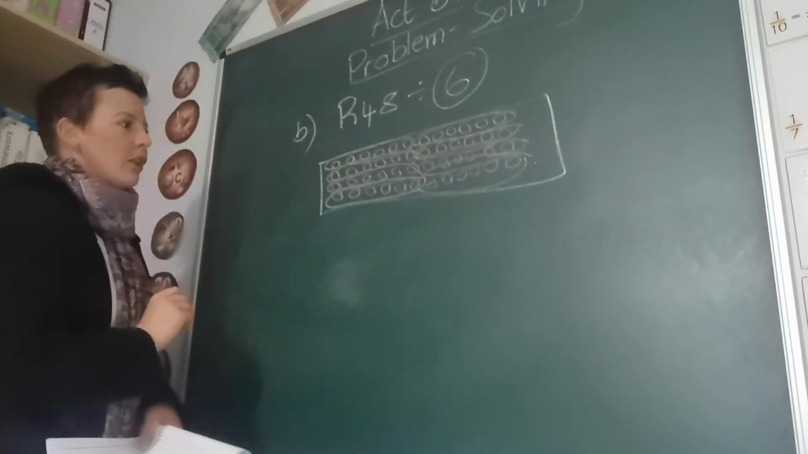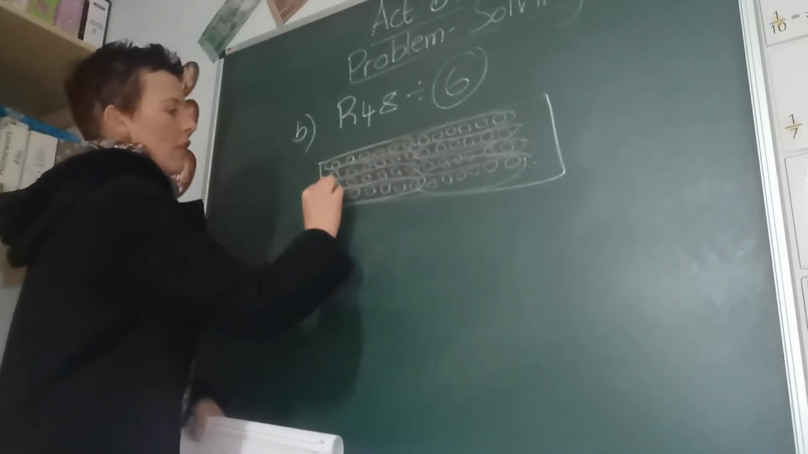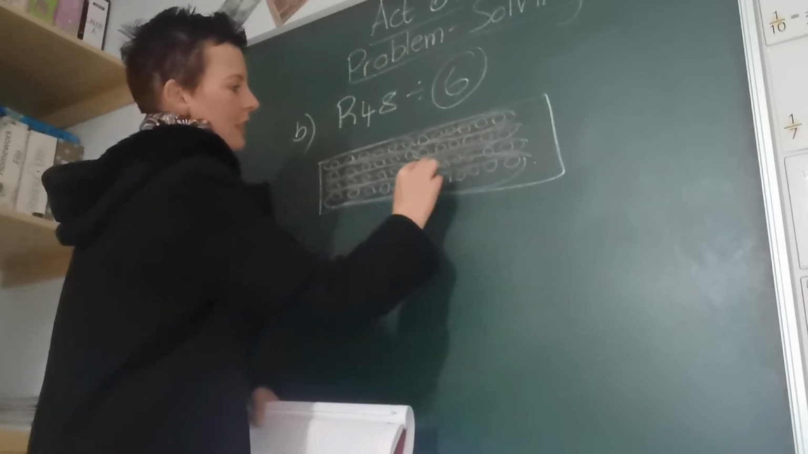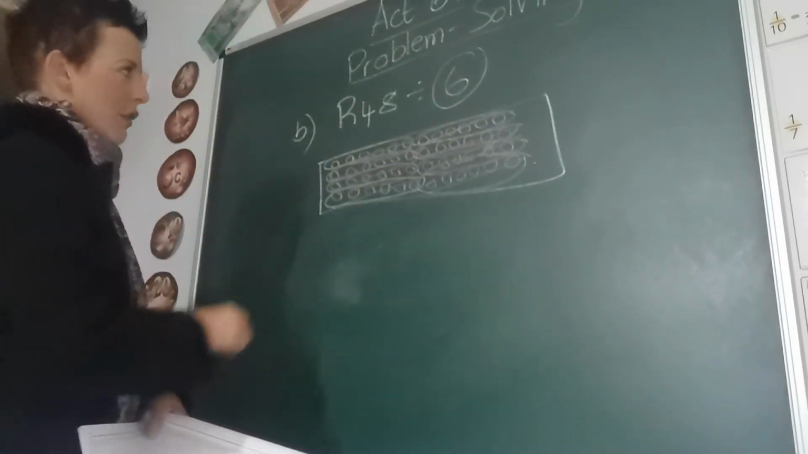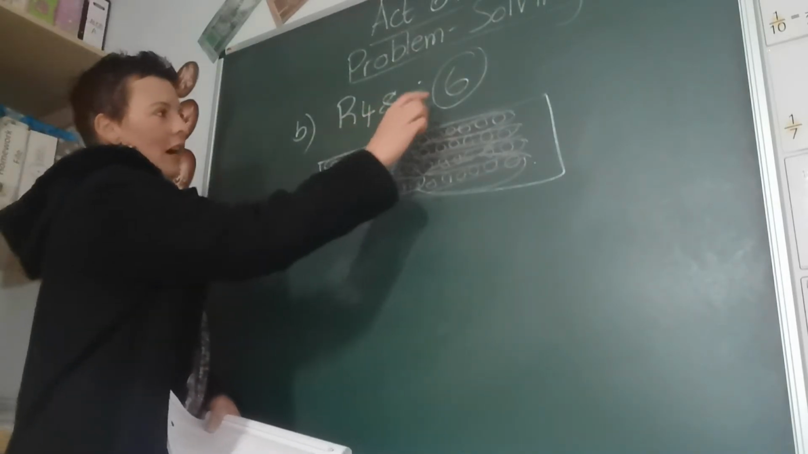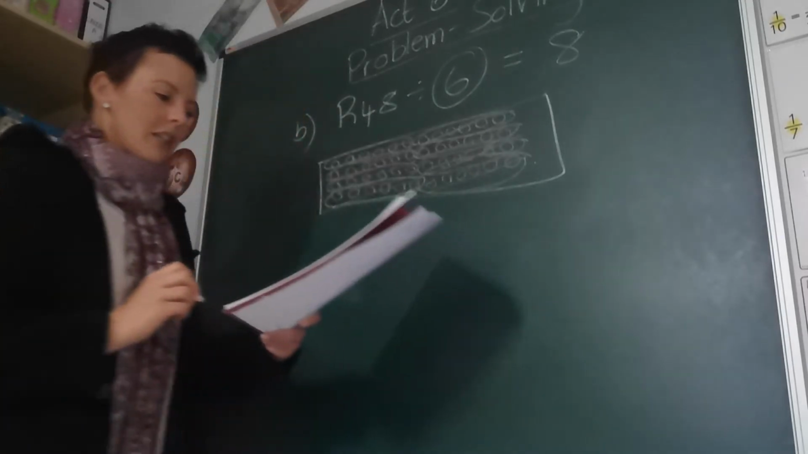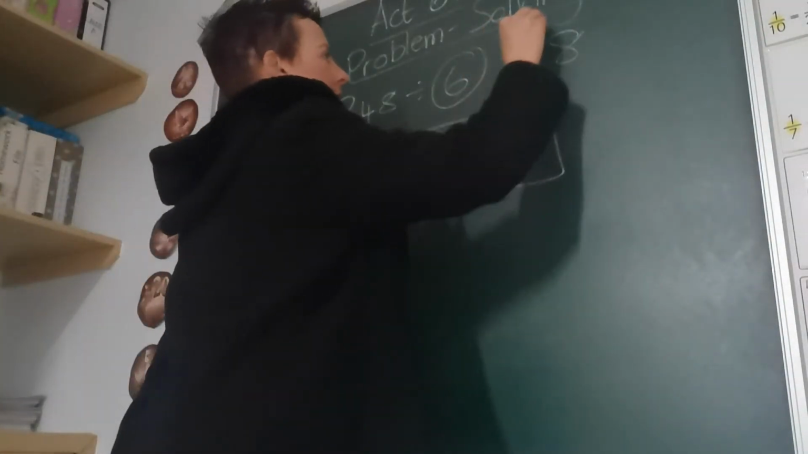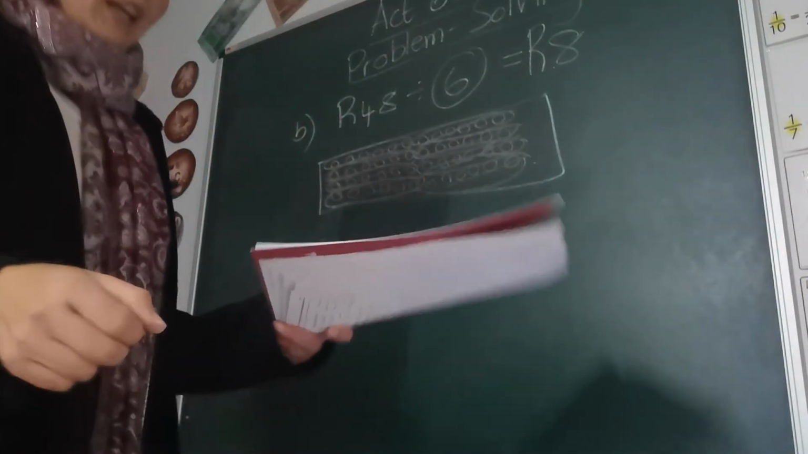Okay, now how many groups of 6 did you make? 1, 2, 3, 4, 5, 6, 7, 8. So you made 8 groups of 6. So 48 divided by 6 will give you 8. Okay, so each child is going to get 8 rand. Okay, so for your answer, you're going to write 8 rand. Okay, let's do C.